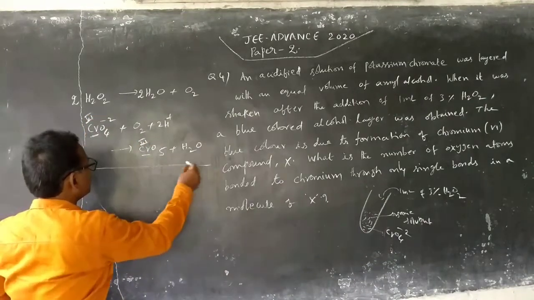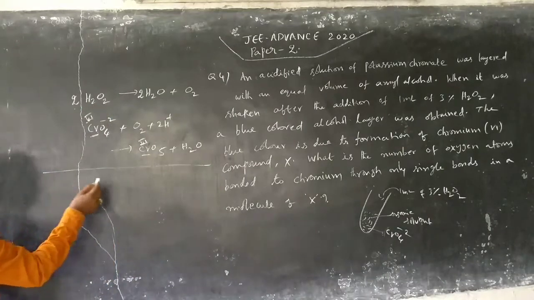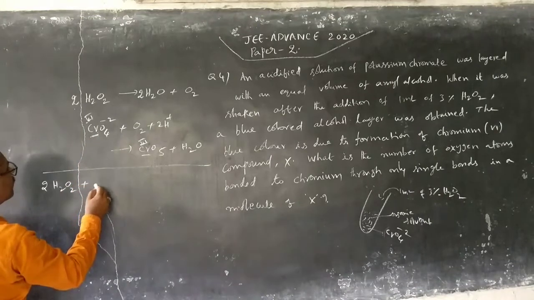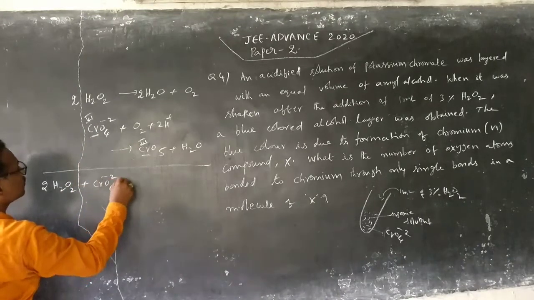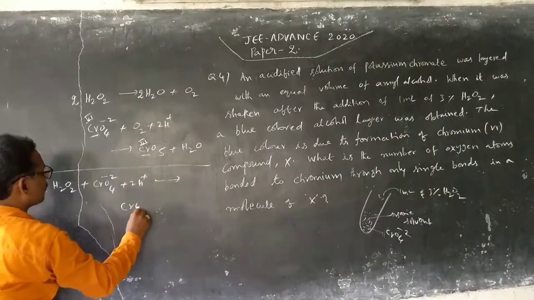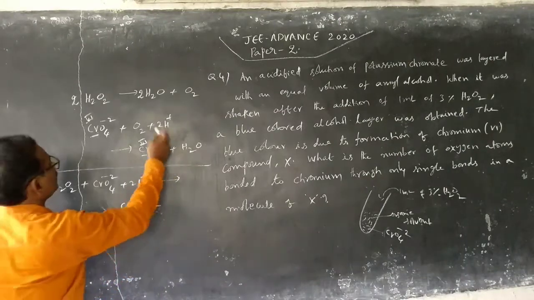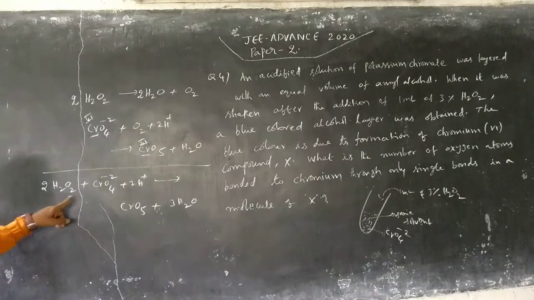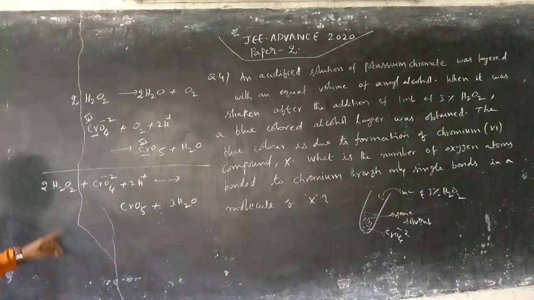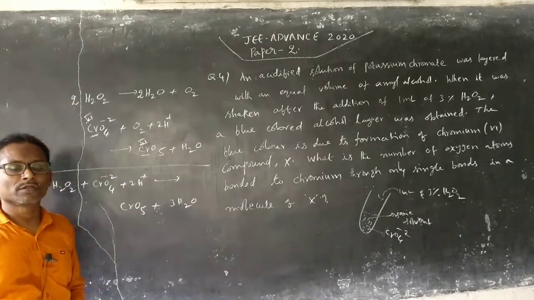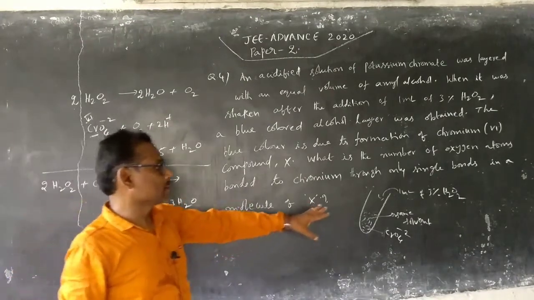So what is the overall reaction now? 2H2O2 is interacting with the chromate, CrO4 2- in acid medium, and the reaction gives CrO5 plus 3 molecules of water. This is a balanced equation: 1 chromium, 1 chromium; hydrogens 4, so 6 hydrogen; oxygens 4 plus 4 is 8, here 5 plus 3. It is balanced. So this is the reaction we expect to happen in this test tube.